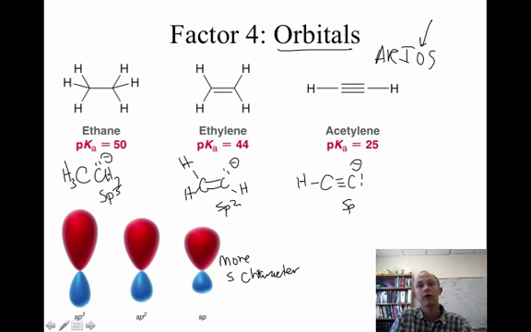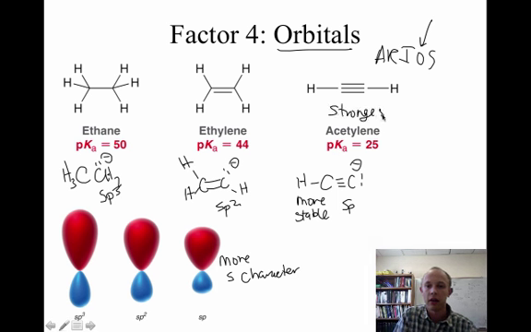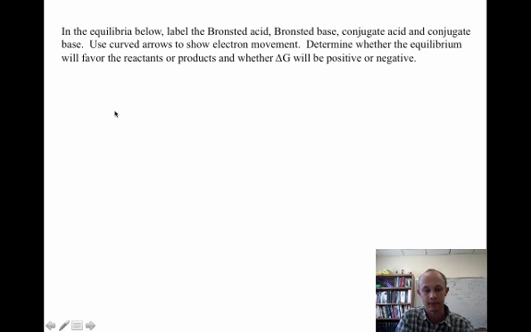The s orbital is closer to the nucleus. Since the nucleus is positively charged, a negatively charged electron closer to the nucleus is going to be more stable. So this conjugate base, because it's in an orbital that's closer to the nucleus, is going to be more stable, and thus acetylene is the strongest of these 3 acids because we're deprotonating an sp hybrid carbon. The next most acidic is sp2, and the least acidic is going to be sp3.